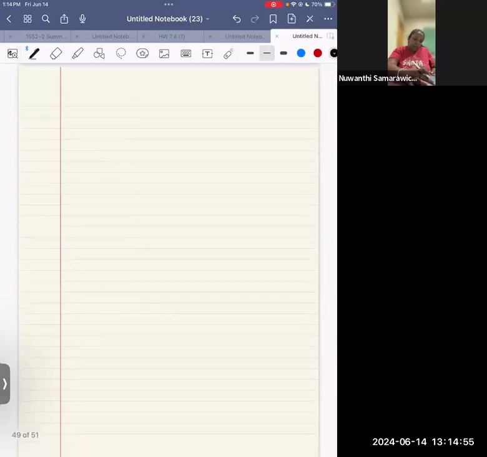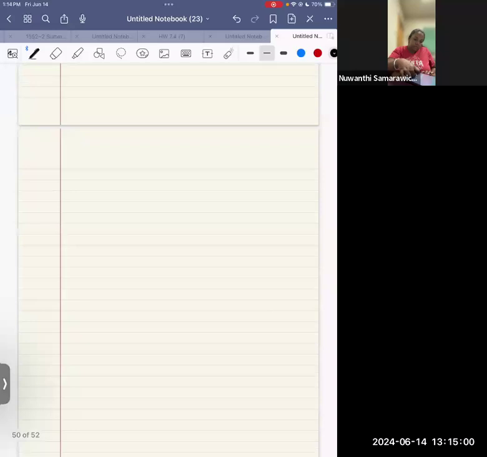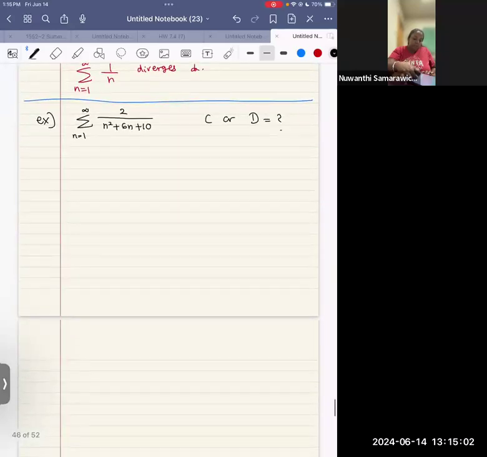So let's see how to find the convergence. First, write the corresponding function, that is f(x) = 2 over x squared plus 6x plus 10. But whenever you write this, we cannot see anything, right? We cannot see whether it is positive or negative. We don't know anything about this.